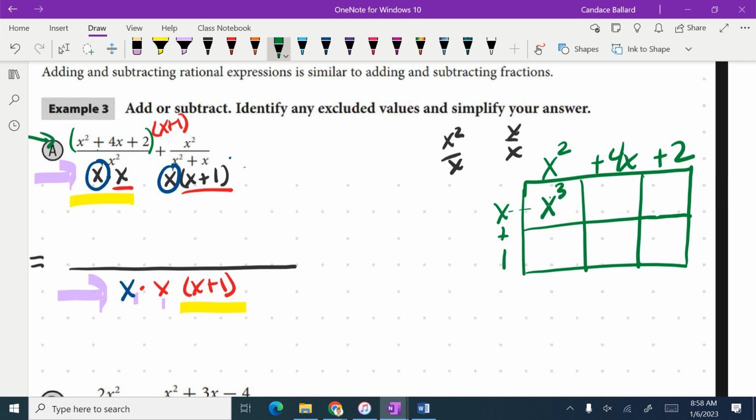All right, x times 4x is what? And you see how it goes? It goes in the square that they match up to, right? X times 2 is perfect. I'll let you catch up. All right, x squared times 1 is good. 1 times 4x is good. And 1 times 2 is 2. Okay.